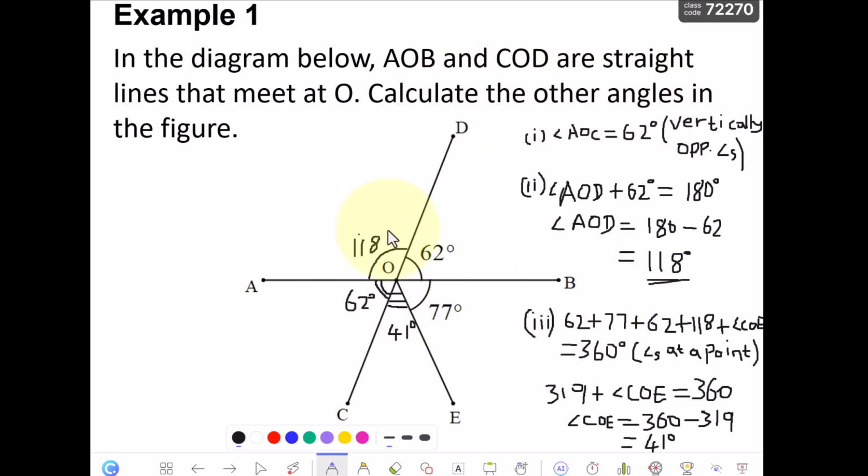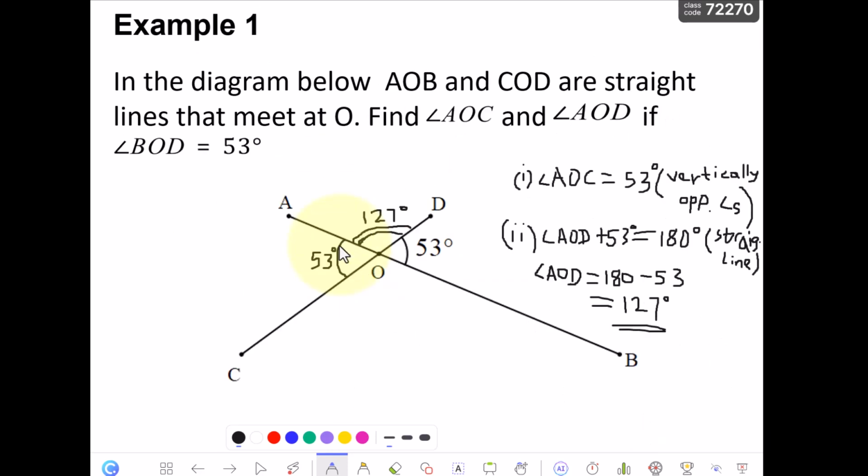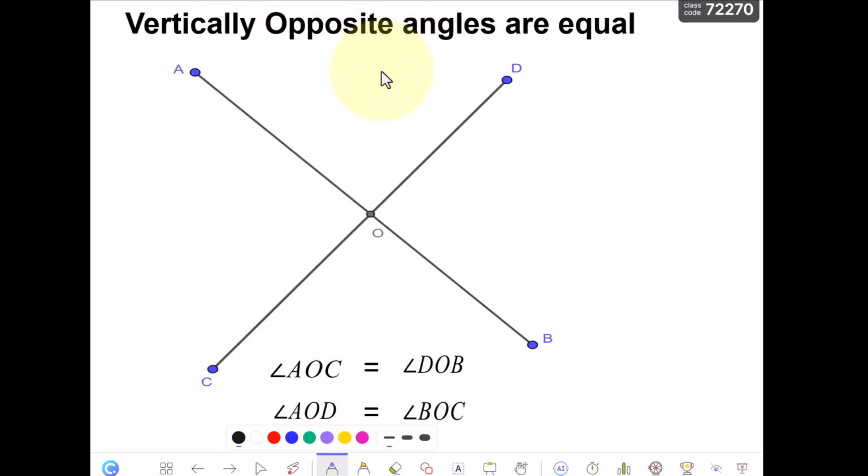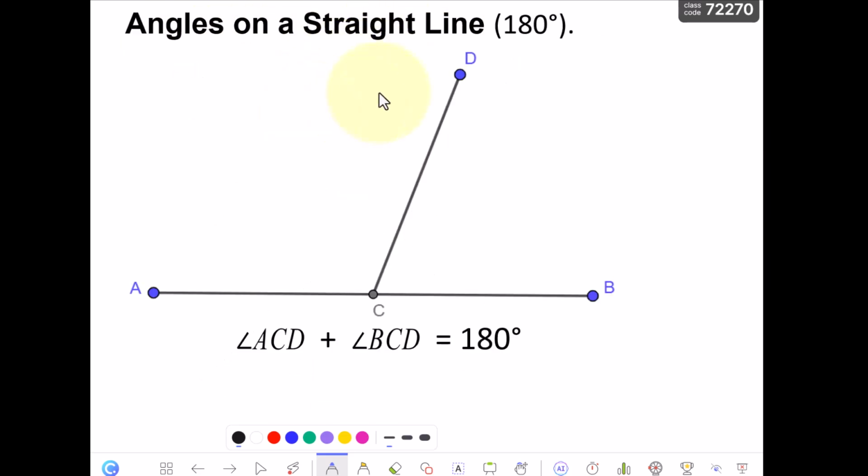The other angles are 118, 62, and 41. So that is all for today. With these two examples, we can now confidently explain the three properties we mentioned today: angles at a point, vertically opposite angles, then angles on a straight line. So with this, we are through with today's lesson. We shall do more examples tomorrow. Tomorrow we are going to continue with this topic.